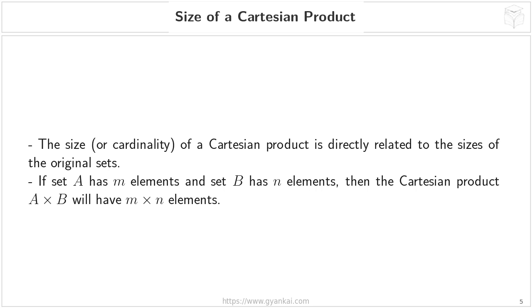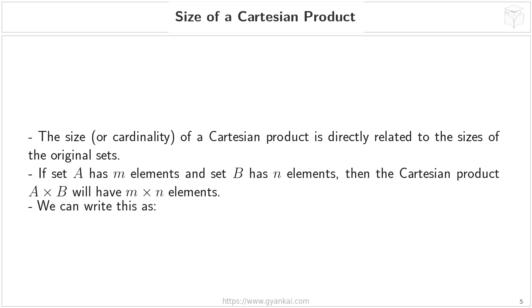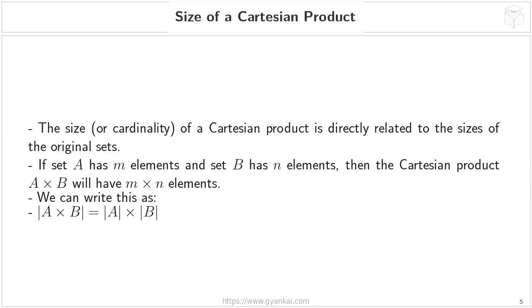Think of it this way. When we create all possible ordered pairs, the number of pairs we get depends on how many choices we have for the first element and how many choices we have for the second. Specifically, if set A has m elements and set B has n elements, then the Cartesian product of A cross B will have m times n elements. We can express this mathematically as the cardinality of A cross B, written as |A × B|, is equal to the cardinality of A multiplied by the cardinality of B.